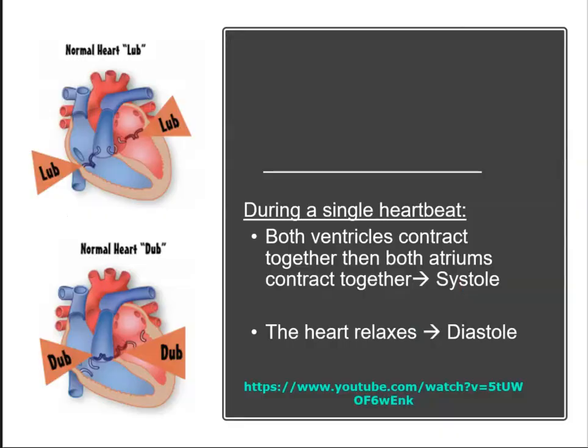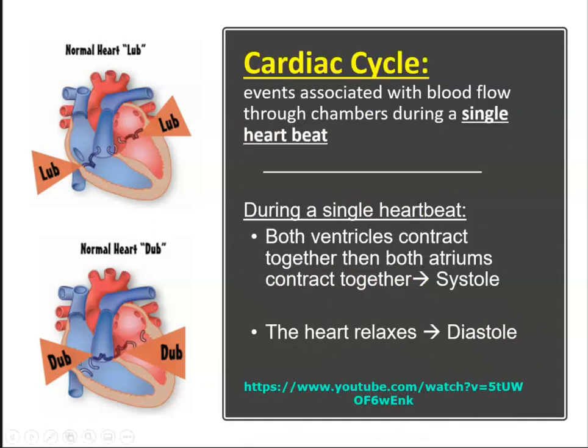Now, during a single heartbeat, both ventricles contract together, and then both atria will contract together. This is the part of the cardiac cycle known as systole. With relaxation of the heart, this is called diastole. Some people say systole, diastole, or the systole, diastole. So the cardiac cycle is the events associated with blood flow through the chambers during a single heartbeat.